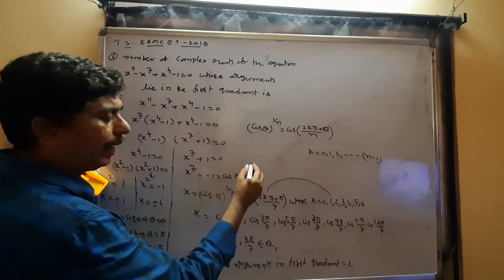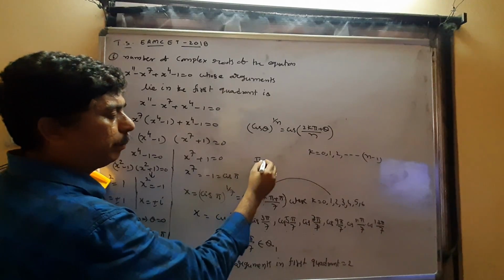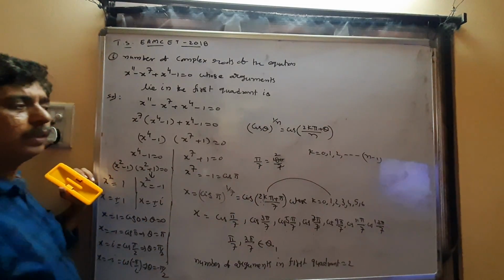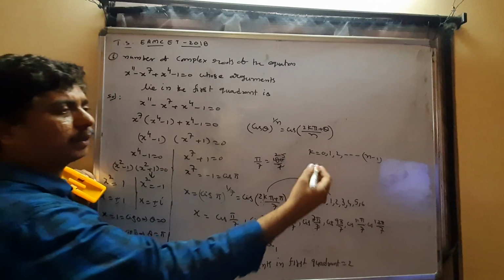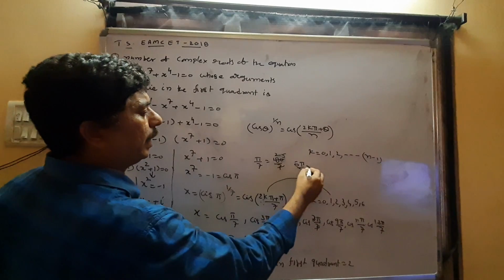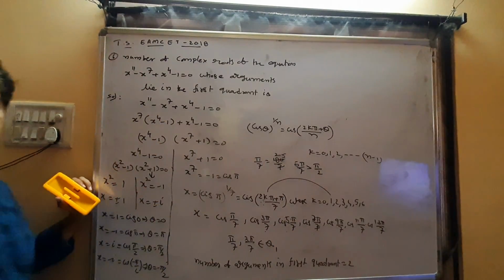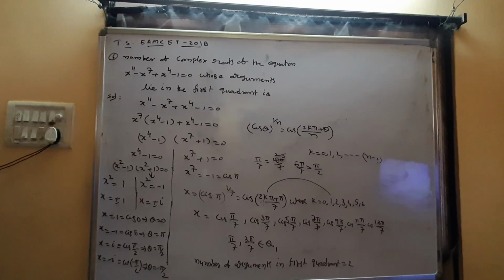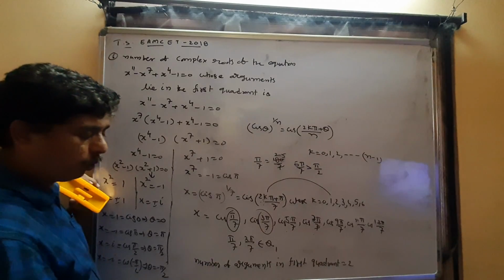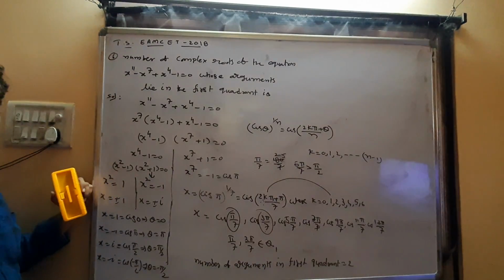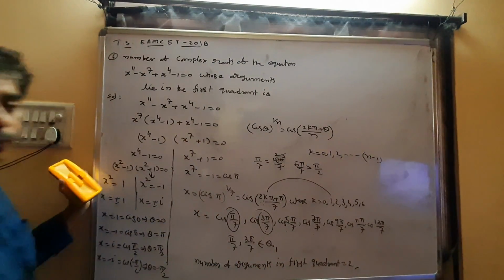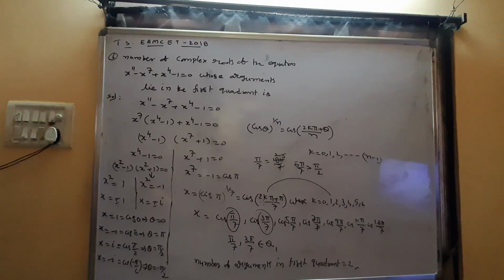Out of all these angles, pi by 7 means 180 by 7, which is 25 point something degrees. So 5 pi by 7 is greater than pi by 2, since 5 into 25 point something is 100 point something degrees. So we have two arguments here, pi by 7 and 3 pi by 7. Both are in the first quadrant. So the number of arguments that lie in the first quadrant is 2.